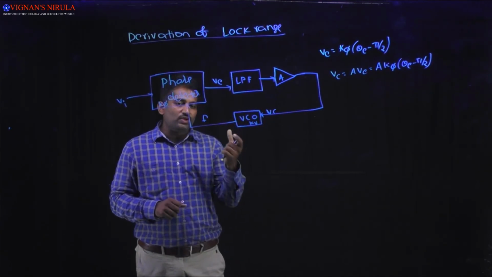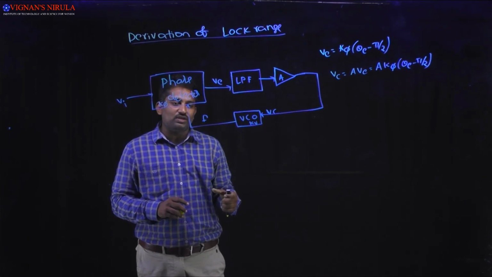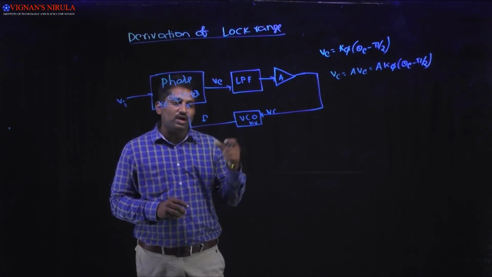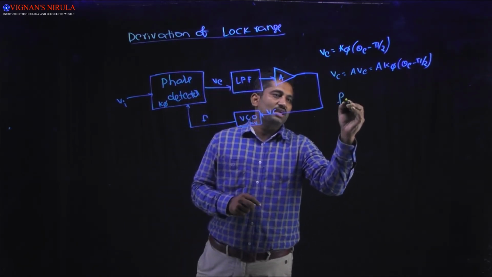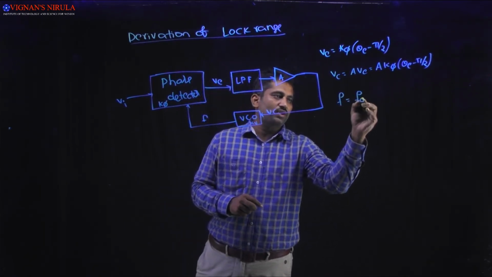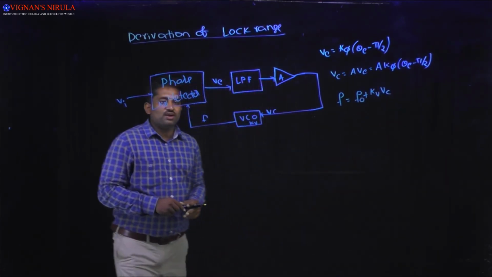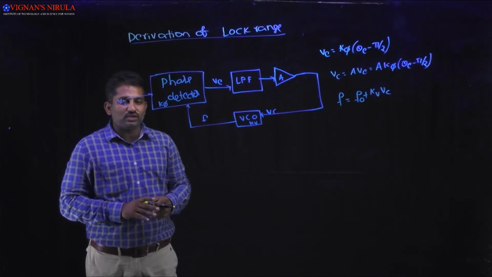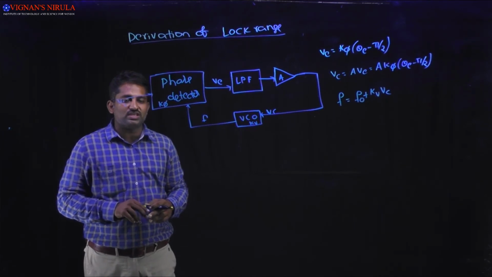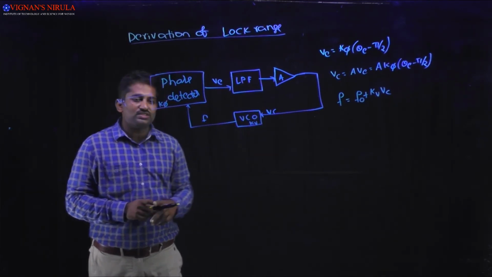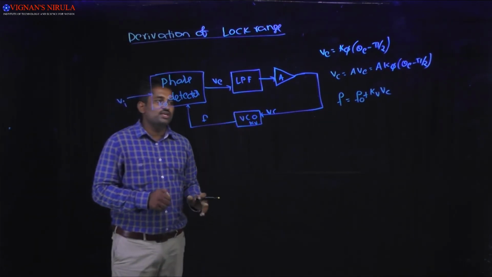So the output frequency of the VCO is shifted from the center frequency f0 to f0 plus kV into Vc, which is nothing but f is equal to f0 plus kV into Vc, where f0 is the free running frequency or center frequency, kV is the voltage to frequency conversion factor, and Vc is the applied control voltage at the input of the VCO.